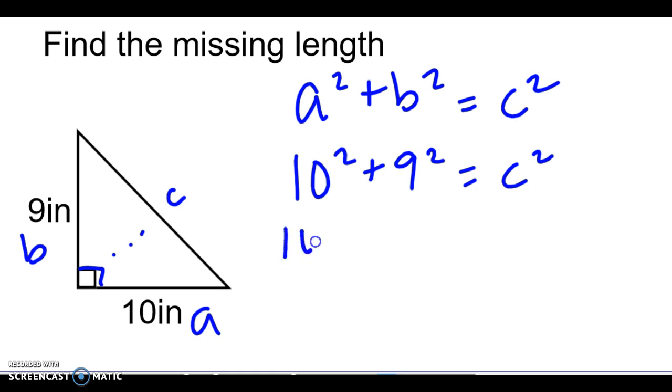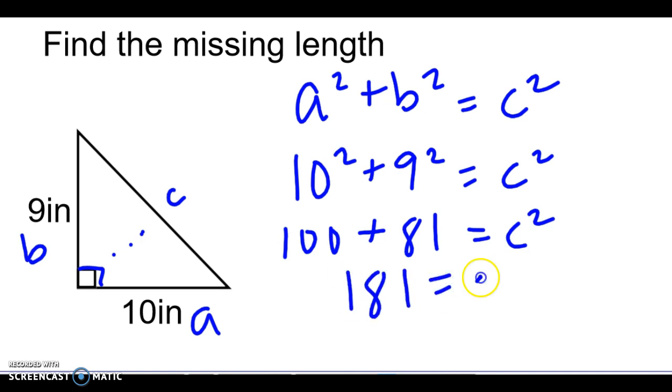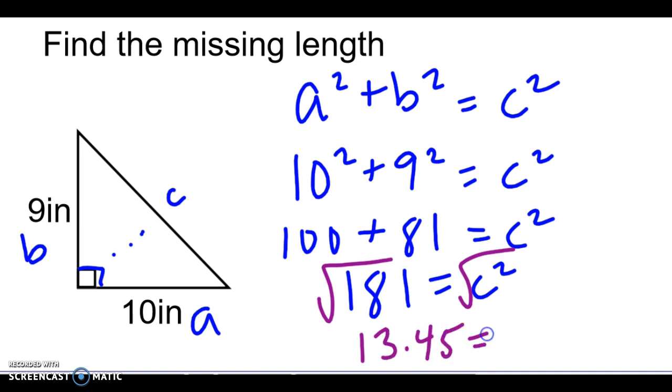Okay, 10 squared is 100. 9 squared is 81 equals C squared. We're going to add 100 plus 81 to get 181 equals C squared. And your final step is going to be square root each of these guys. So again, using the calculator, the square root of 181 is 13.45. Now just be careful, because whatever work you're doing, it may say round to the nearest tenth, round to the nearest hundredth, nearest thousandth, so just do whatever you're expected to do.